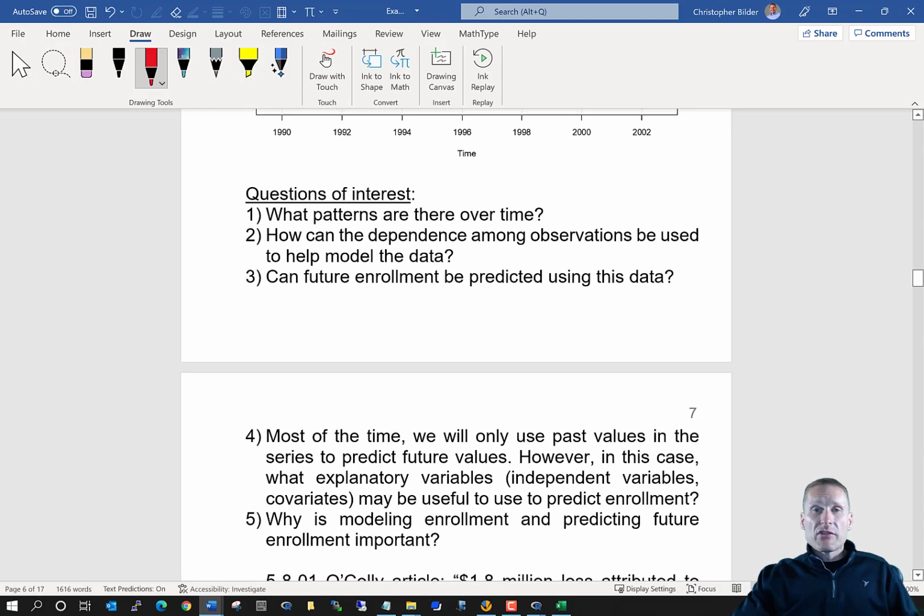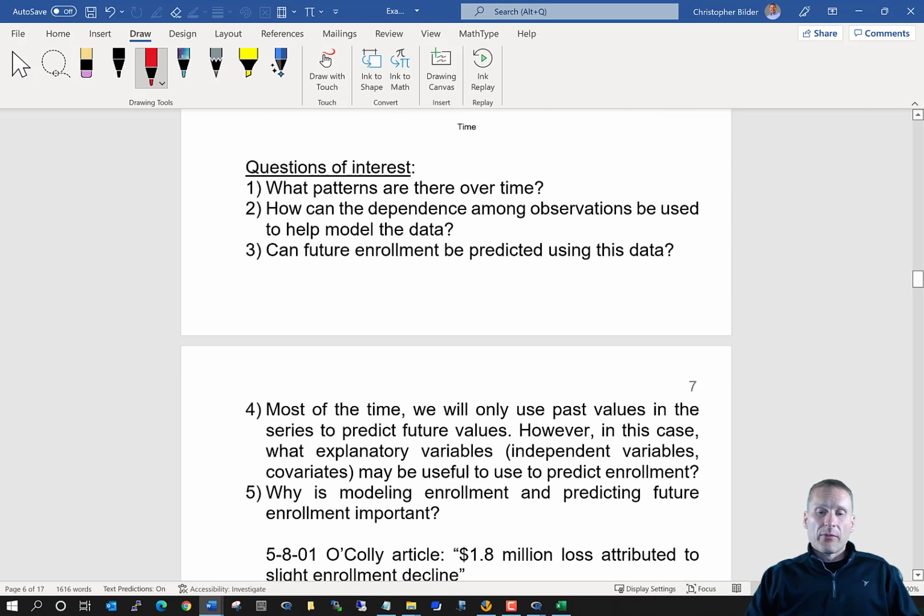So, questions of interest when we get a data set like this. Well, what patterns are there over time? We've discussed this already relative to this data set, in terms of the cycles every year: fall highest, spring next highest, summer the lowest. How can I use this dependence amongst observations to help model the data? Well, that's what we will be talking about in this course.